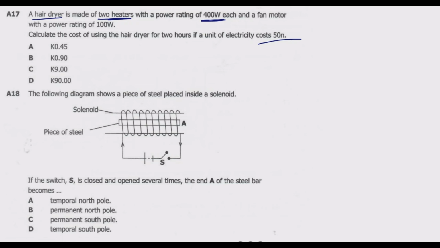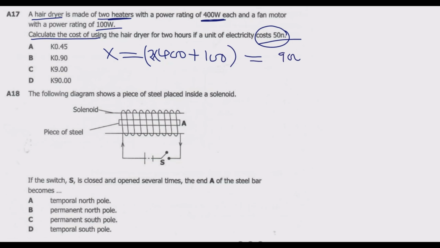To find the cost, which we are required to calculate, we need to find the units used in kilowatt hours, then multiply by the cost, because this cost is per kilowatt hour. So let us find the units used, which we'll call X. We have two heaters, which is 400 times 2, plus this one, which is 100. We get 2 times 4 is 800, plus 100, we have 900 watts.